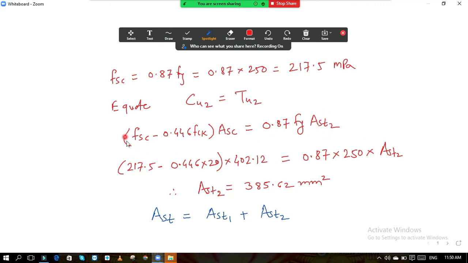Because FSC we got directly, since the grade is 250. If this grade is not 250, then this problem will be very lengthy. Here the grade is given as 250, so we have directly got this value of FSC. We put this value over here in this equilibrium and we got the value of AST2.